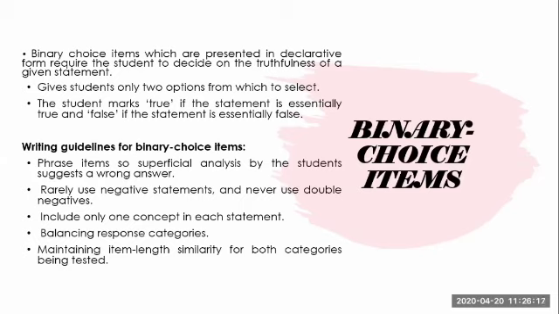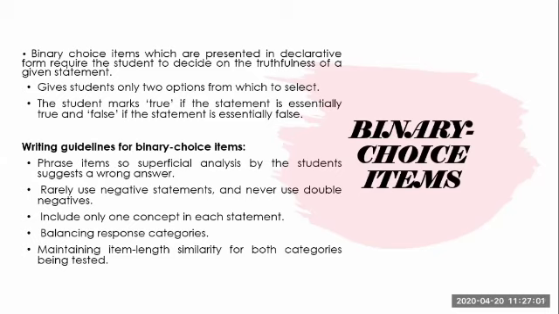Third, binary choice items also include only one concept in each statement. Otherwise the question can confuse the student. Binary choice item balancing response categories: try to keep an approximately equal number of items representing the two response categories. It is not necessary to have exactly the same number, but have somewhat similar proportions of true and false statements.